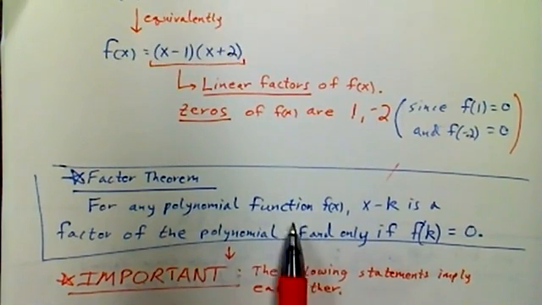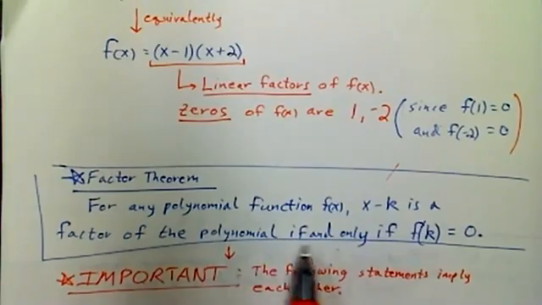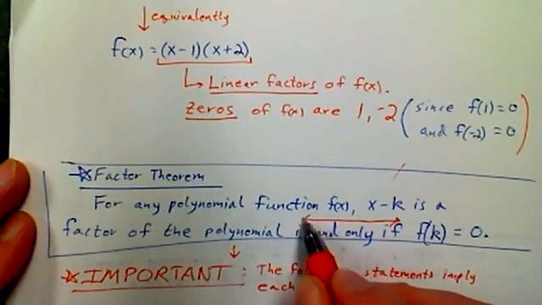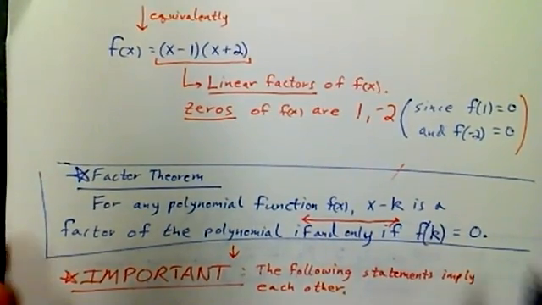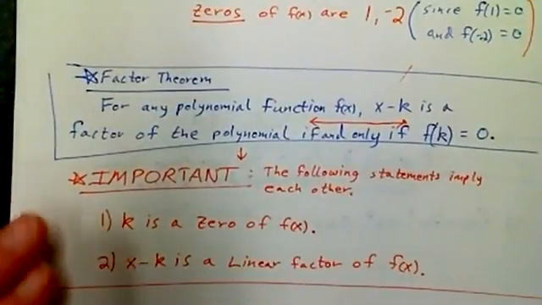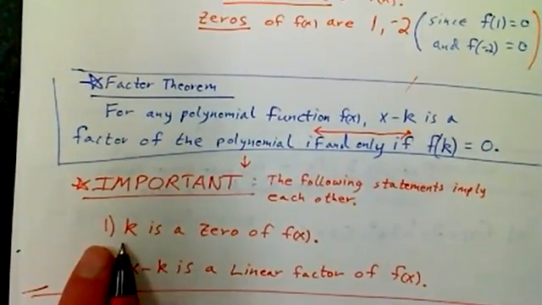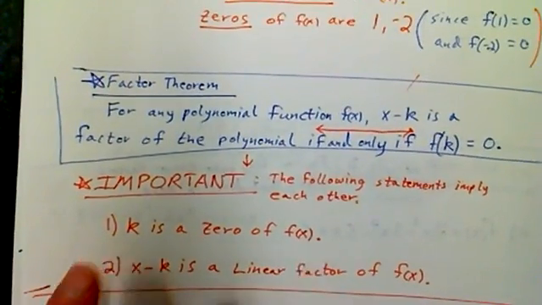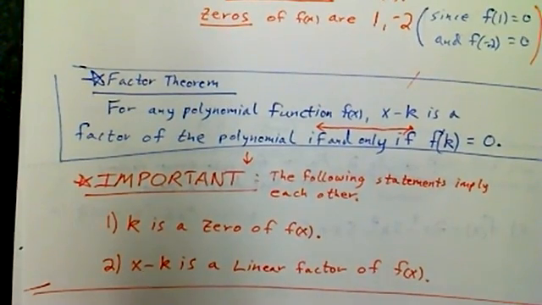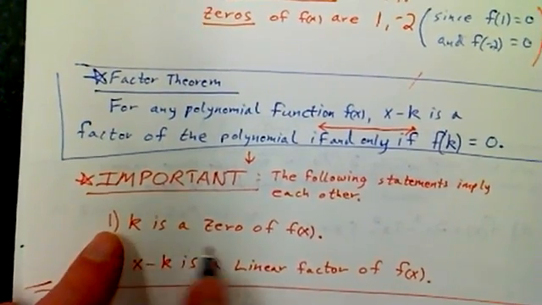For any polynomial function f of x, x minus k is a factor of the polynomial if and only if, this means it goes both ways, they both imply each other, f of k is equal to 0. That's the fancy math way of saying what I'm about to say. These two things are equivalent. If I know k is a 0 of f of x, then I know x minus k is a linear factor of f of x. If I instead know x minus k is a linear factor of f of x, then I know k is a 0 of f of x.